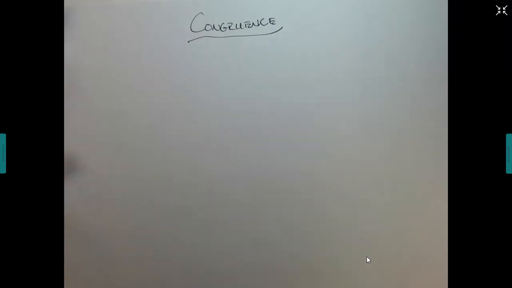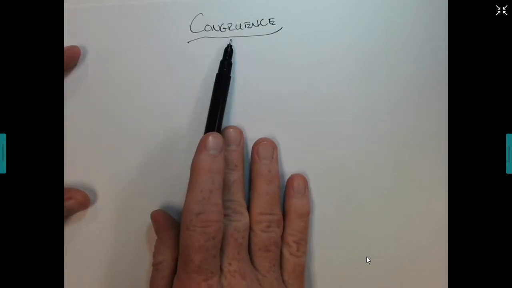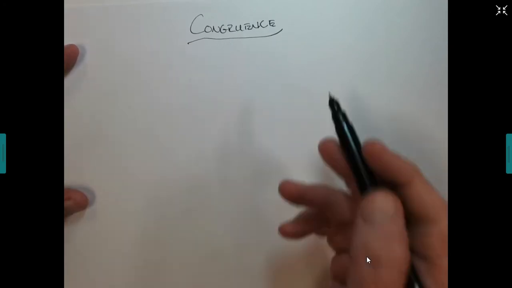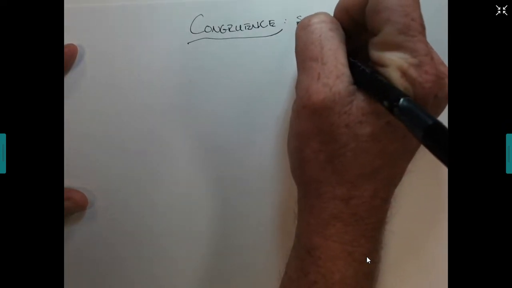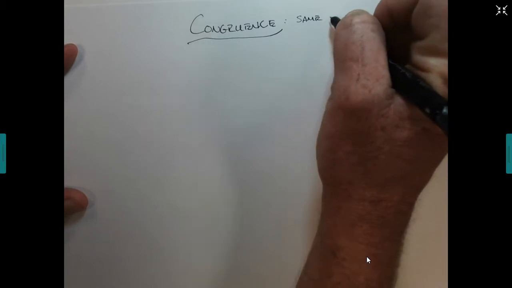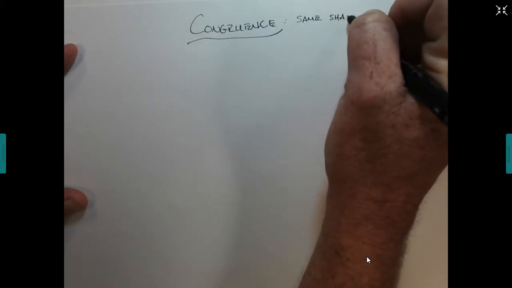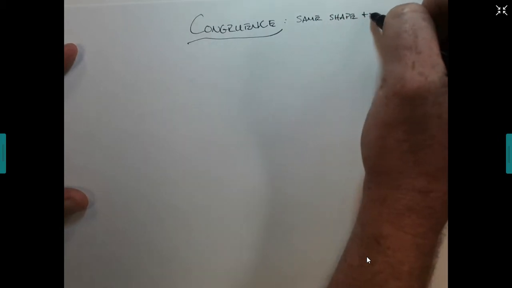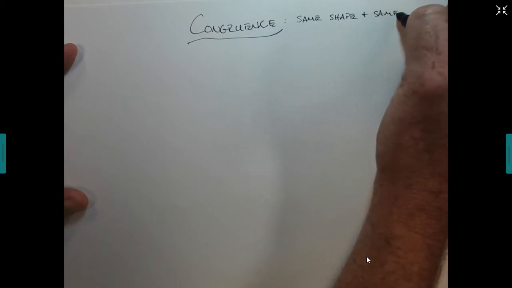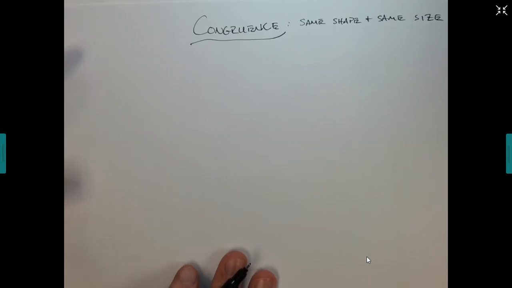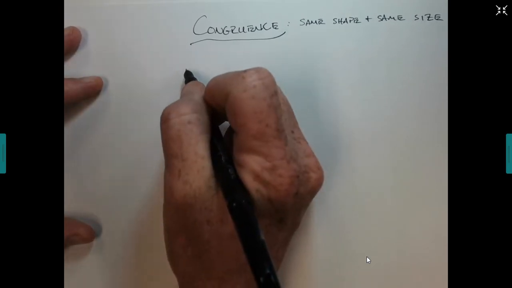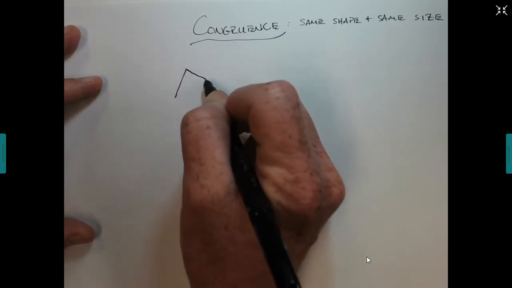All right, you guys, let's take a look at some basic congruence here. We want to make sure we understand it. We've heard the word congruence before. If we're looking at real simple ways of describing congruence, we're talking about two objects that are the exact same shape, same size.